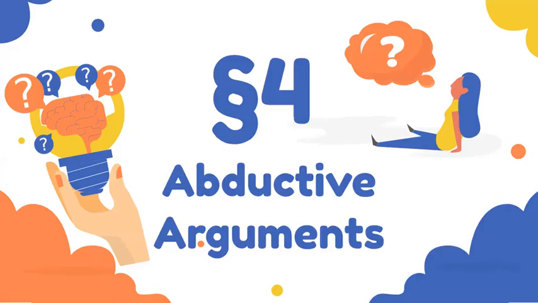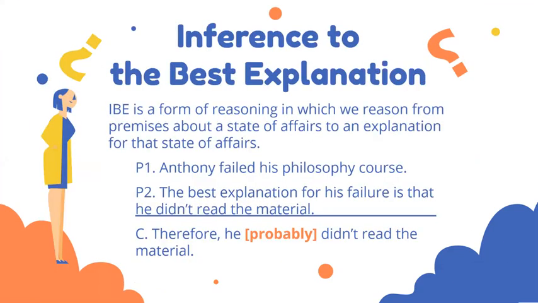Okay, and then lastly, we'll just mention abductive reasoning or argumentation. This is often just called the inference to the best explanation. So if you've seen Sherlock Holmes, any of the movies or TV shows, or read the books, or for those of you going into law or criminal justice or even business, this is a very common form of reasoning. If you've ever gone out to your car and it hasn't started or something's broken, you've used inference to the best explanation reasoning. So IBE for short is a form of reasoning in which we reason from premises about a state of affairs to an explanation for that state of affairs.